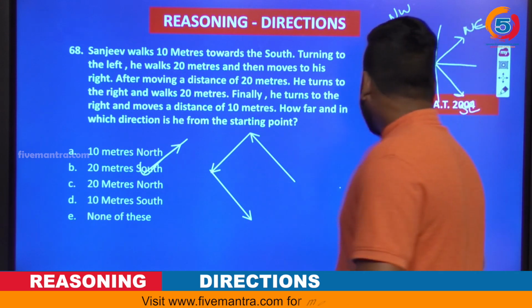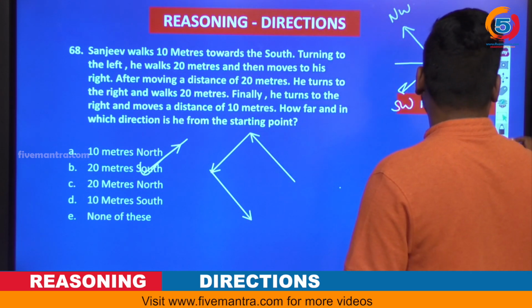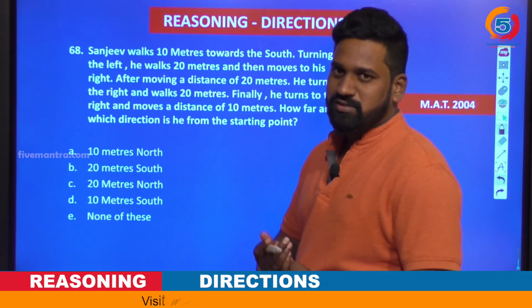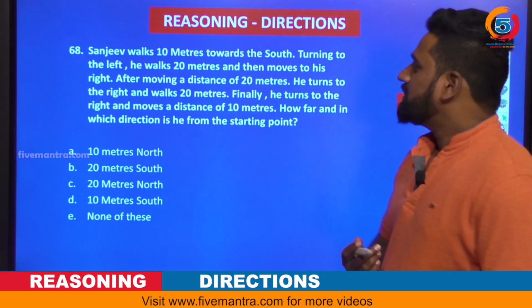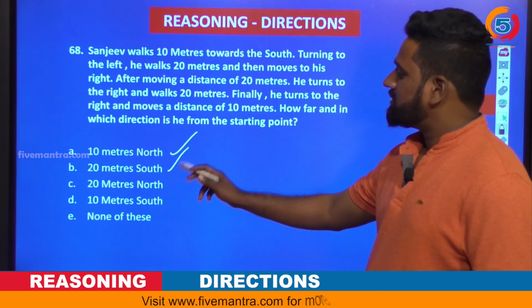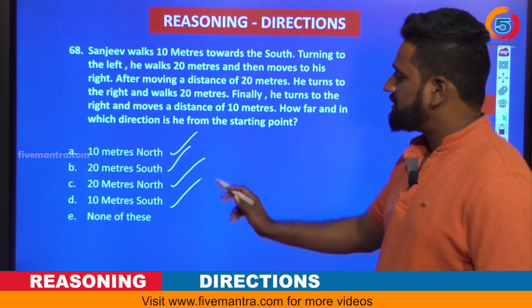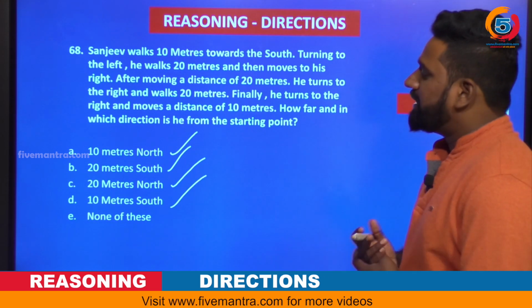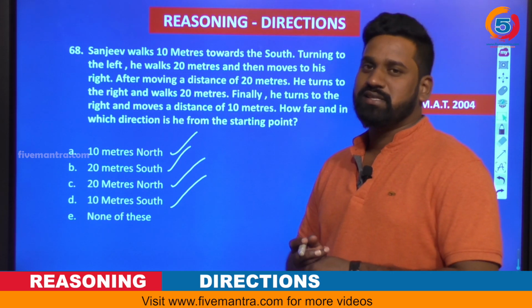So here measurements are given, here definitely you should take measurements. Because in the last question, it was based only on direction, that is why you did not take any measurement. But here measurements are given in the options also: 10 meters north, 10 meters south, 20 meters north, 10 meters south, and none of these. So here you should find the direction and, at the same time, the distance also.